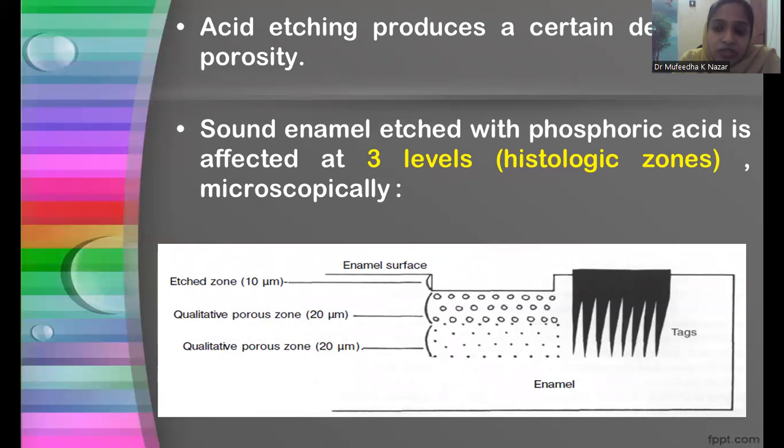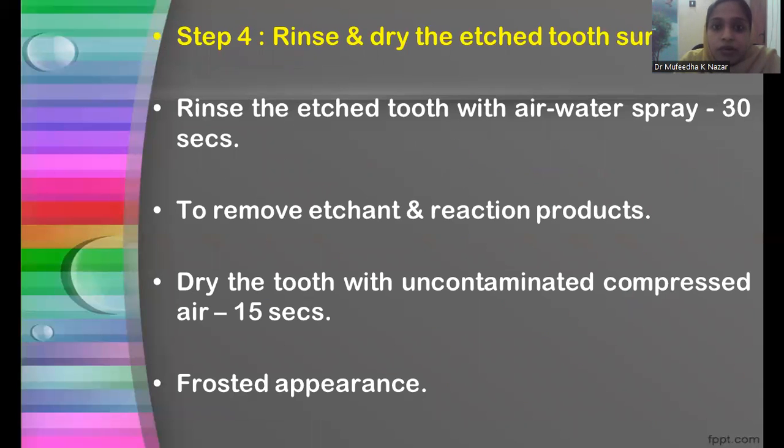After acid etching, there will be some porosities present on the tooth surface that helps in the resin tag formation. This etched enamel surface histologically shows three zones, which is the etch zone, qualitative porous zone, and quantitative porous zone. After etching the tooth surface, rinse and dry the tooth surface with air and water syringe for 30 seconds. This is to remove etchant and the reaction products.